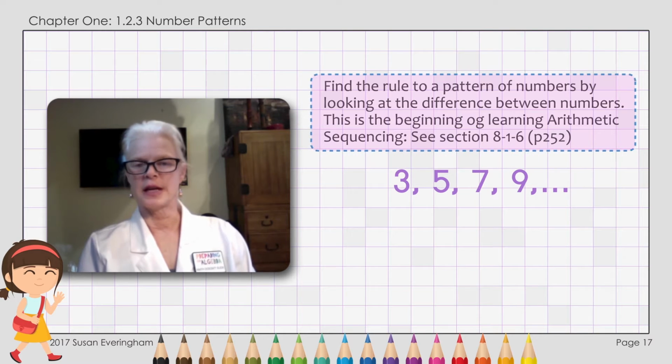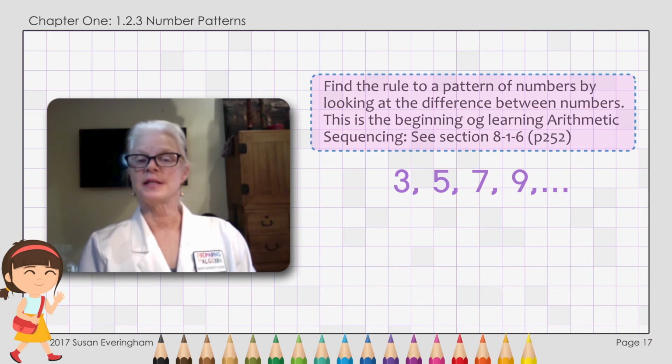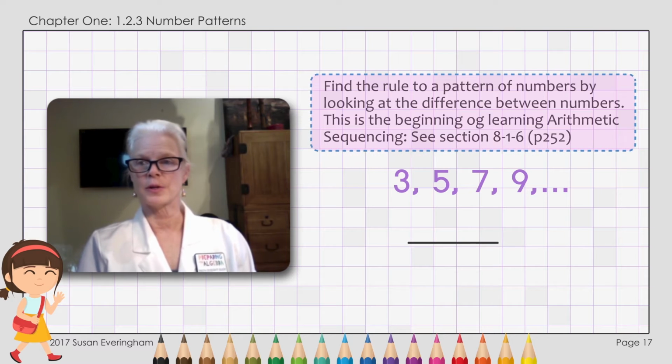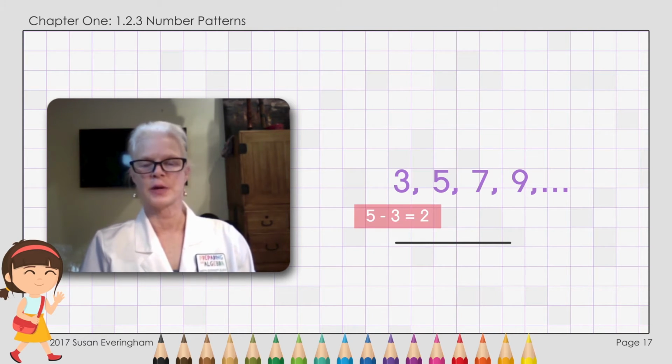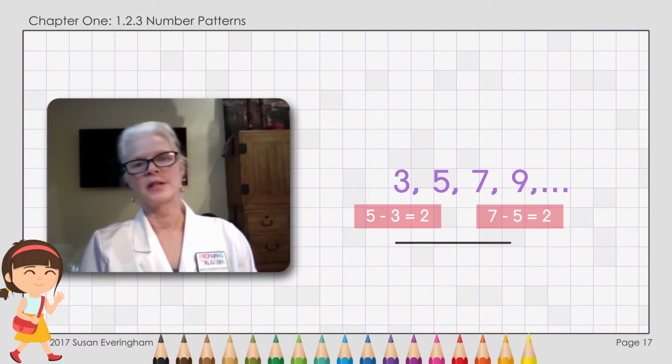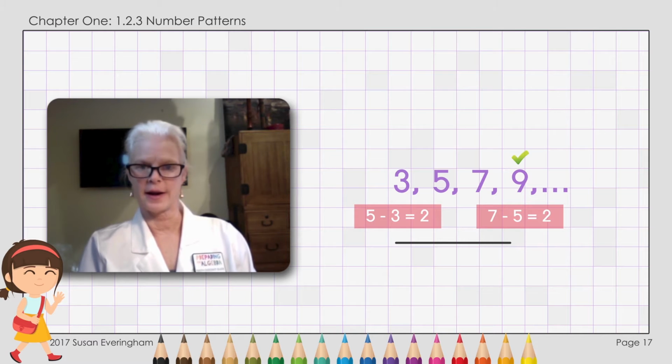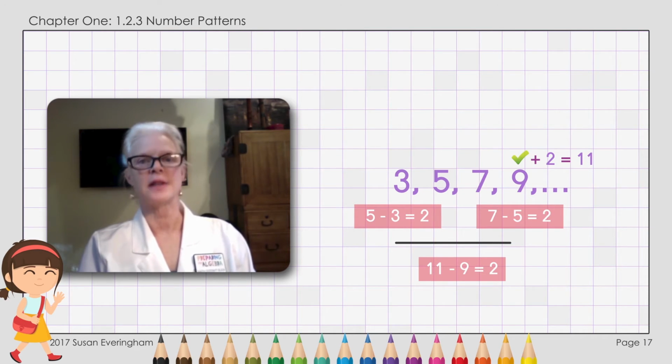It's skip counting, and the number pattern is the difference between the numbers. So the difference between 5 and 3, or 5 minus 3, is 2, and 7 minus 5 is 2. The last number we have in our pattern is 9, so we're going to add 2, making it 11. 11 minus 9 is still 2, carrying out the rule.